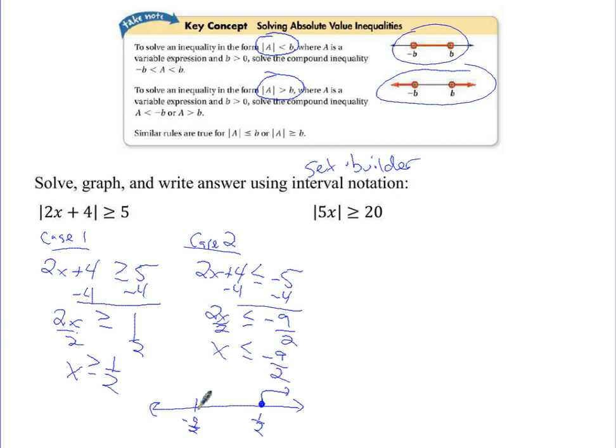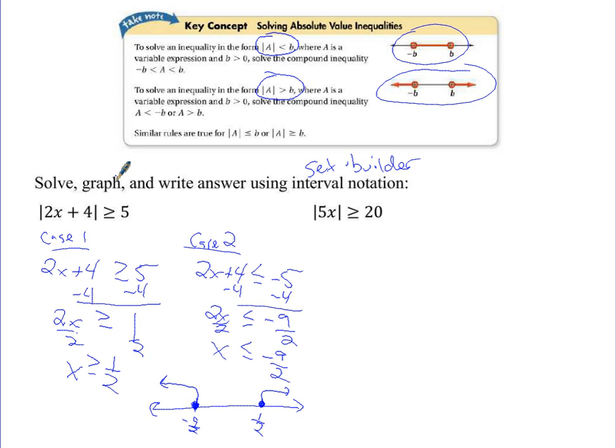And for negative 9/2, another solid dot, and less than is that way. So it did wind up looking like an or statement. So we have solved, we've graphed. It says write the answer using interval notation.